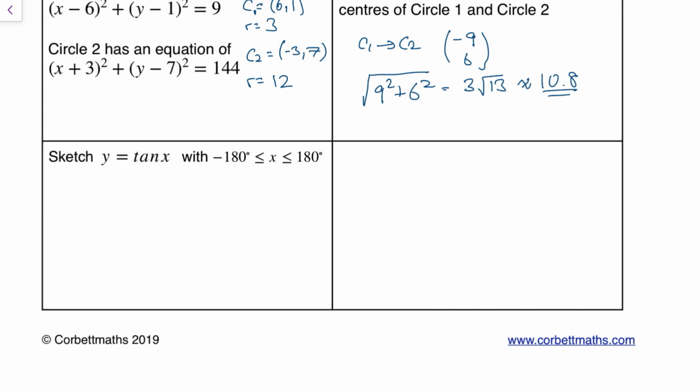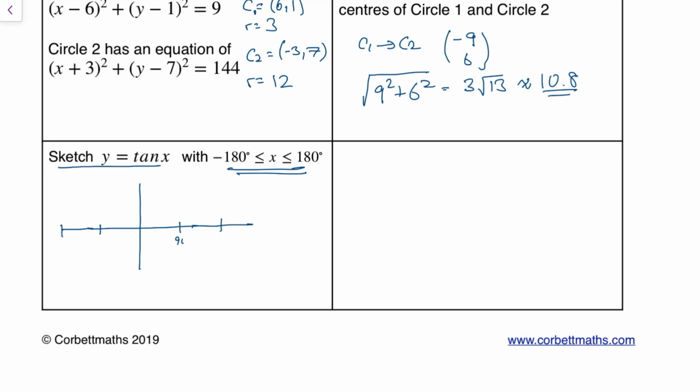Sketch. Oh, today's been notably easier than the previous day, hasn't it? So sketch y equals tan x. Oh, okay. Now that's interesting. I think on the syllabus you're only supposed to do it between 0 and 360, but maybe I'm wrong. But either way, you should still know how to do the symmetry of the curves. When you're doing the tan curve, always note every 90 degrees.